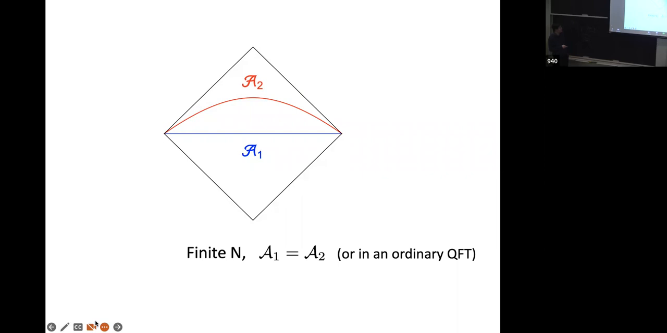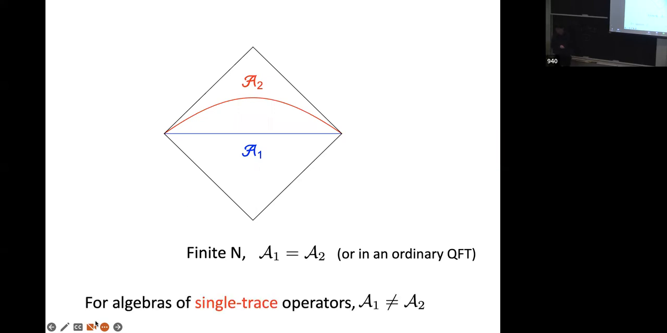So in ordinary quantum field theory, or for super-Yang-Mills theory at finite rank, these two operator algebras are just equivalent. They are equivalent in a physical way, because you can use Heisenberg evolution. Any operator on A2, you can use Heisenberg evolution, and then from causality it is always supported in this blue slice, and vice versa. So anything here can be expressed in here, and anything here can be expressed in here.